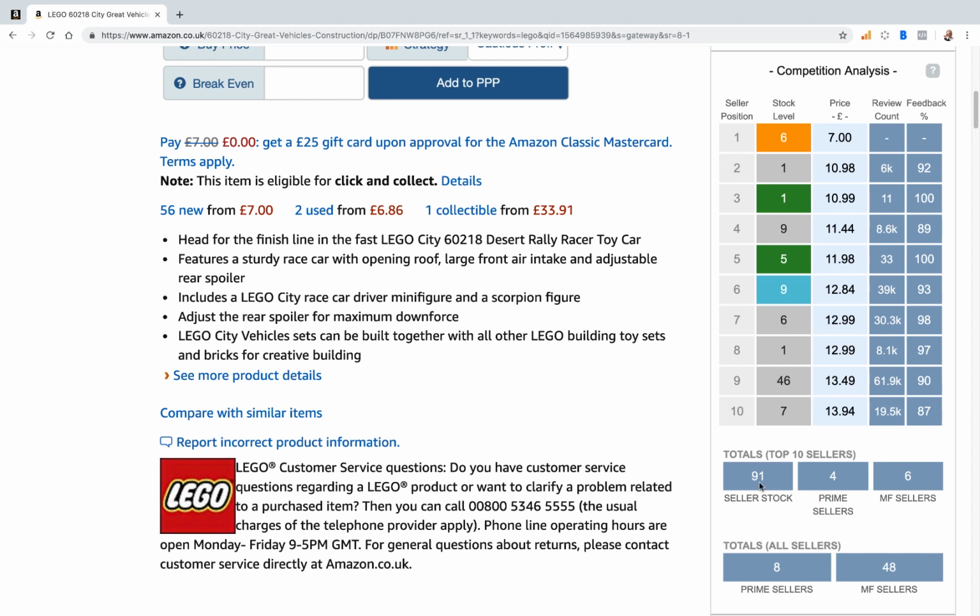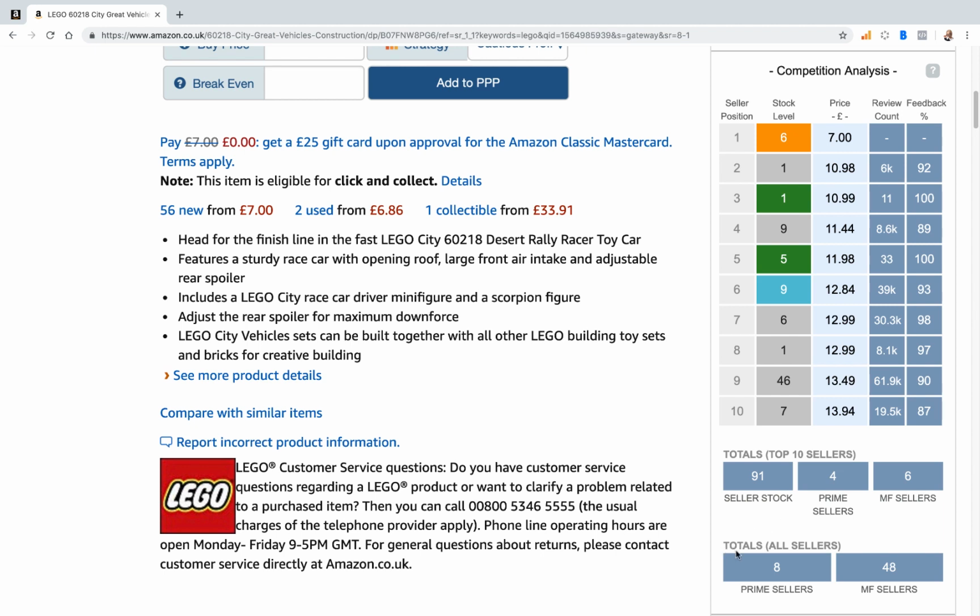If you come along down here, sticking with the top 10 sellers, it will give you the total number of stock. It has basically added up all this stock for you and given you the total here. It's totaled up how many are prime sellers and how many are merchant fulfilled sellers. So it's given you all that information, all totaled up for you.